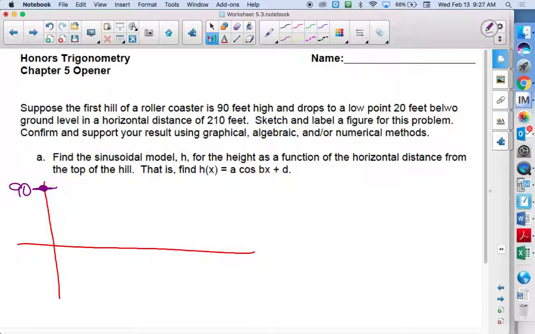So thinking of that hill as it's going down, it drops to a low point of 20 feet. My highest point is 90. The lowest point would be 20, negative because you're going below ground level. And the lowest point happens at 210 feet horizontally. So right here, at 210 feet, we would have a point for the lowest value. If you picture that roller coaster, you're at the top, it's dropping to negative 20 feet, at a distance of 210 feet.